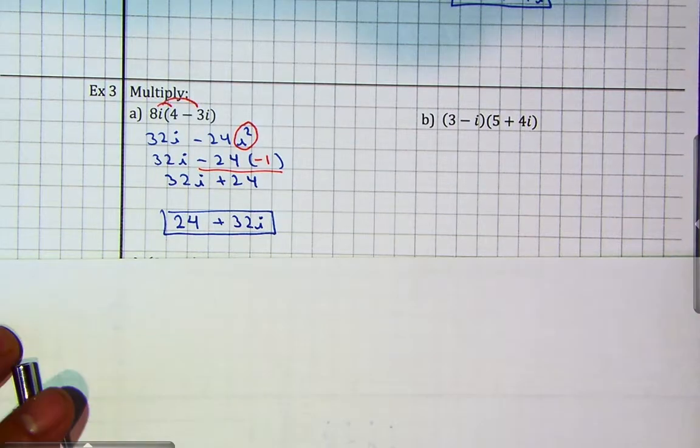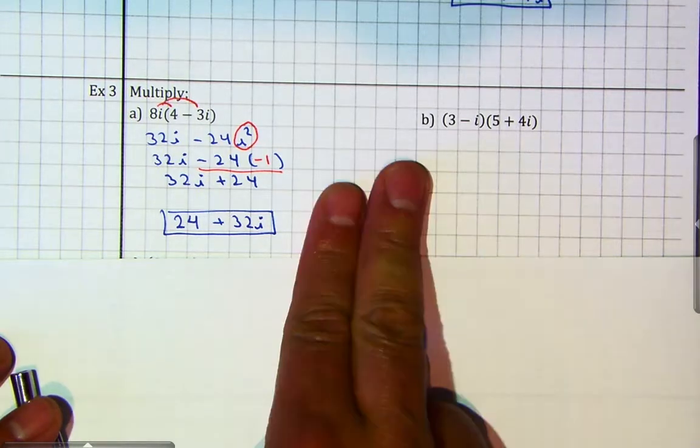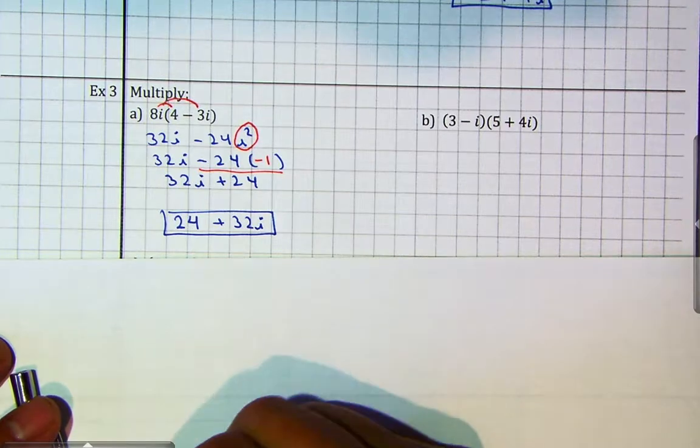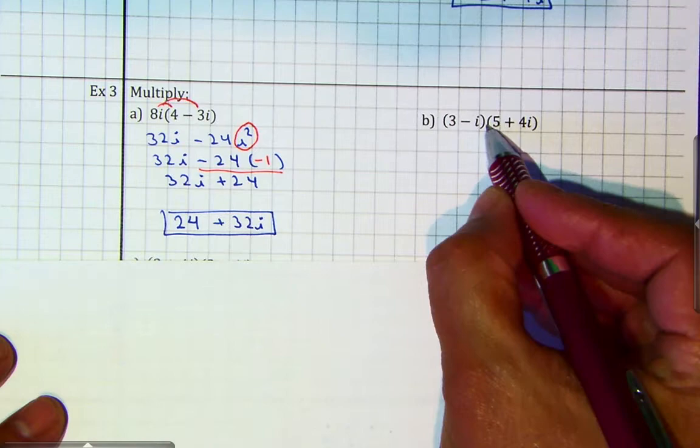Letter B. Do you remember how to do this problem from Algebra 2? If you do, go ahead and pause it, and then we can check your answer. So in this case, we are multiplying two complex numbers.